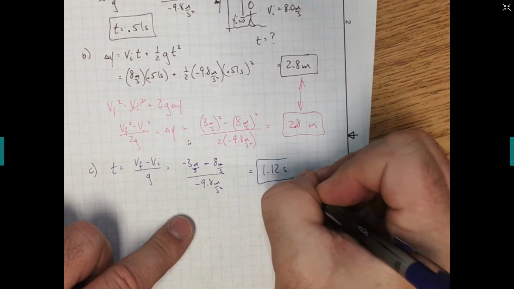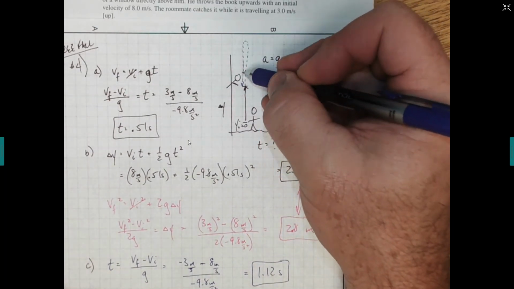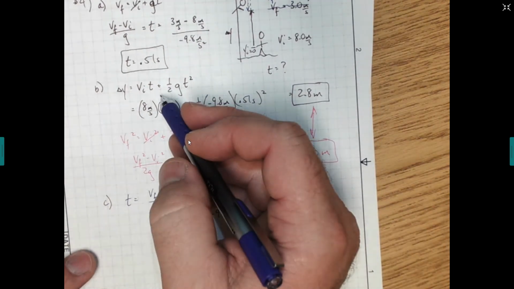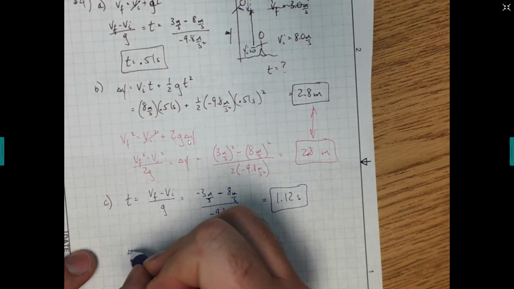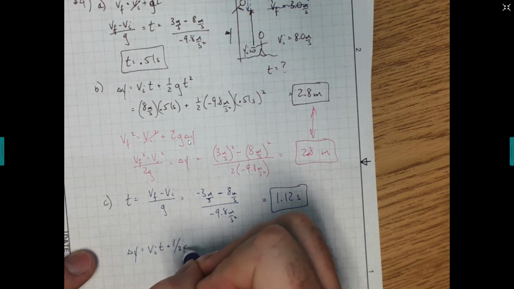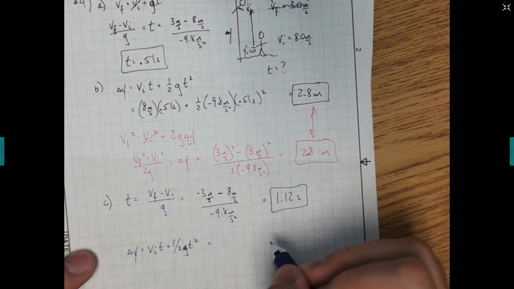And that makes sense that it took longer, because it went that 0.51 seconds to here, then it had to come up and go back down to where he caught it again. So it makes sense that the time was more. Well, let's look at this one. So we'll do the same thing. Delta y is v_i t plus 1/2 g t squared. I get so used to the a. Plug our numbers in.